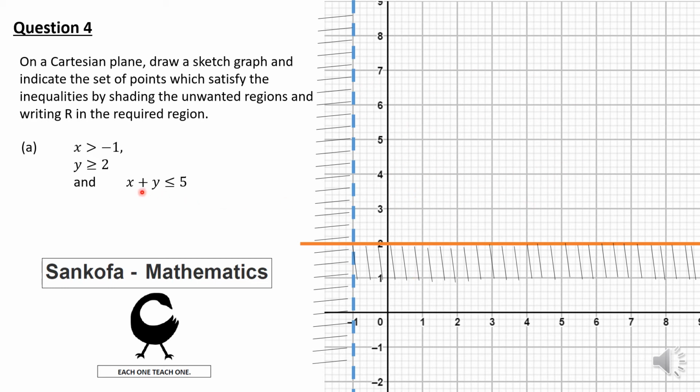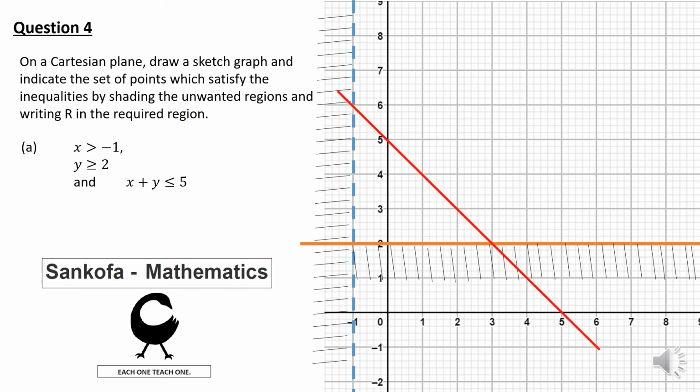And now we're going to draw the line x plus y is less than or equal to 5. Now this particular one is very easy for you to do. If x is 0, y is 5. If y is 0, x is 5. So the line is going to cut the y-axis at the point 0, 5, and also the x-axis at the point 5, 0. So when you draw this line, it should be very straightforward.